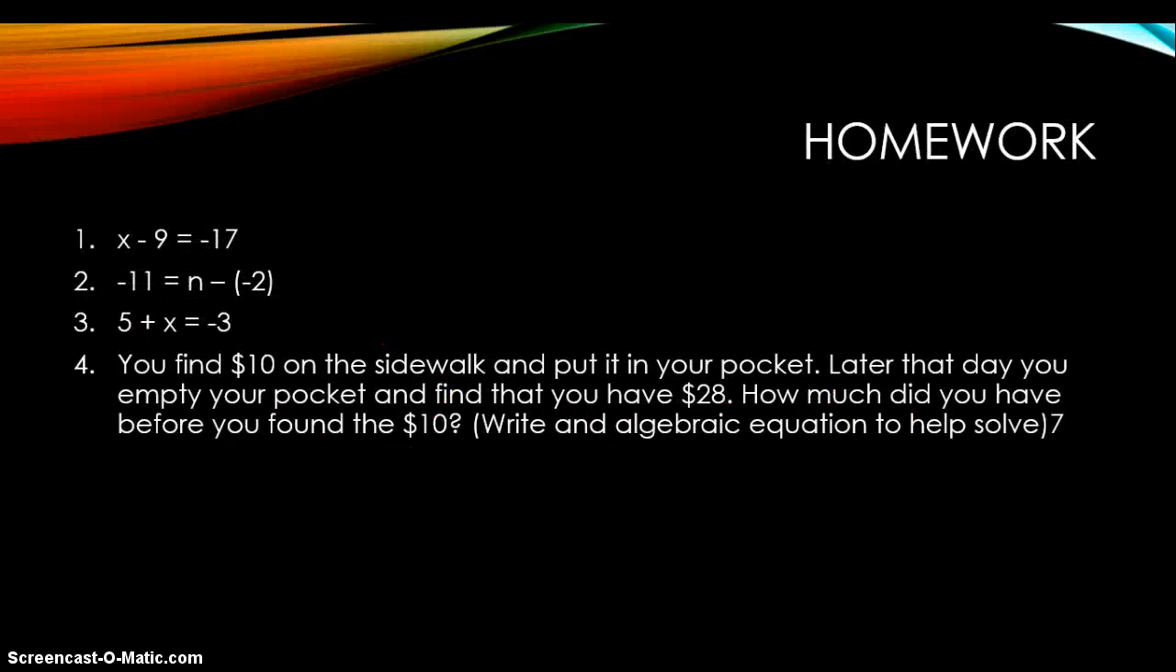So here's your homework. 1, x minus 9 equals negative 17. 2, negative 11 equals n minus a negative 2. 3, 5 plus x equals negative 3. And then 4, you find $10 on the sidewalk and put it in your pocket. Later that day, you empty your pocket and you find that you have $28. How much did you have before you found the $10? Write an algebraic equation to help solve.